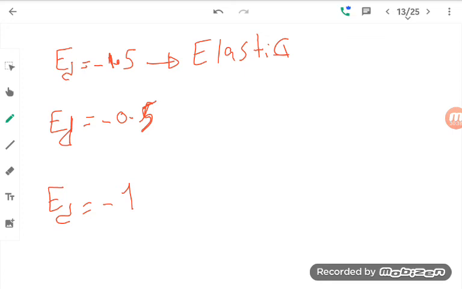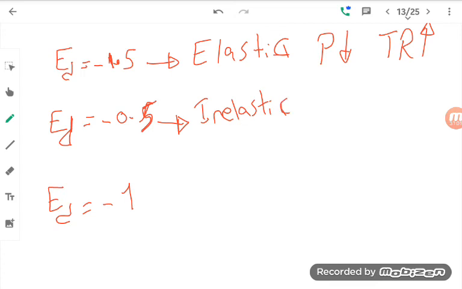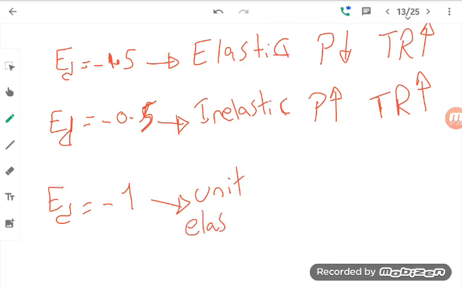So do you think it's better for the producer to increase price or decrease it? It's better to decrease price in order to increase total revenue. Case number 2. The demand is inelastic. So it is better for the producers to increase price in order to increase total revenue. In case number 3, it's unit elastic. It doesn't matter to increase price or not, as total revenue is constant. This TR bar means constant. Okay?